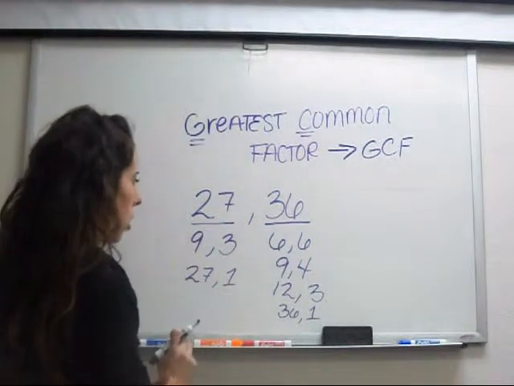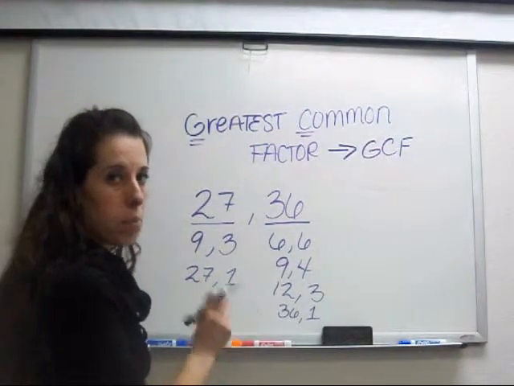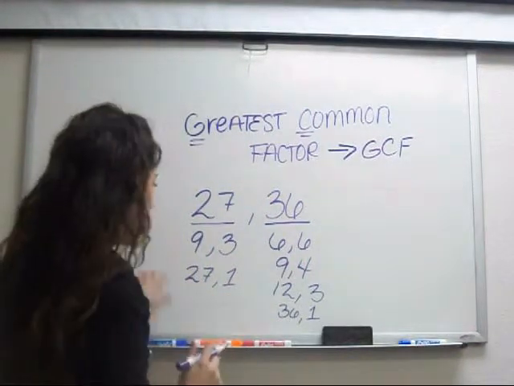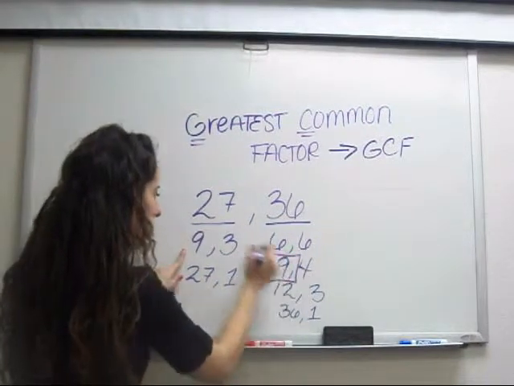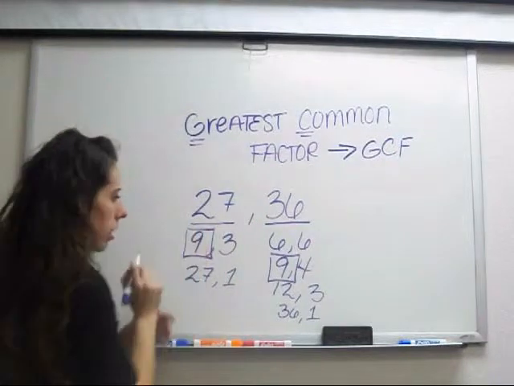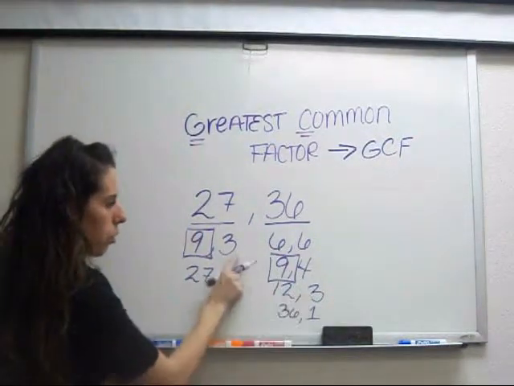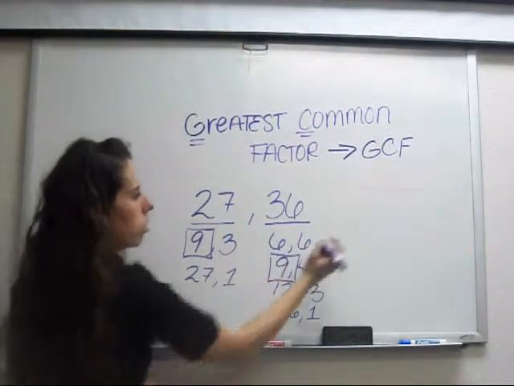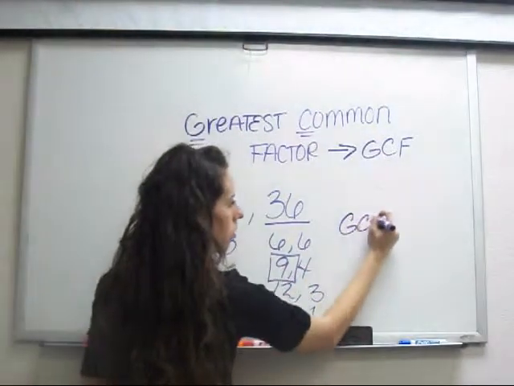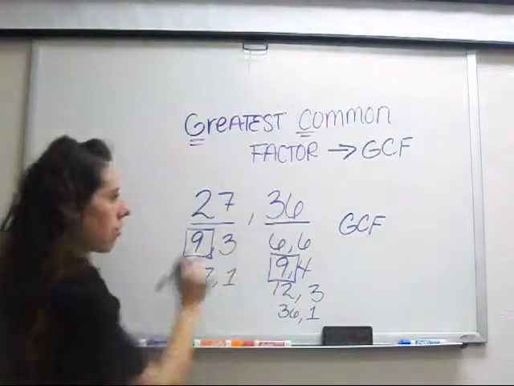Now we compare the two charts and we find what number appears on both sides that's the greatest. I see 1, but it looks like the greatest number is 9. They also have both 3, but 9 is still the greatest common factor between these two. So the GCF for 27 and 36 equals 9.